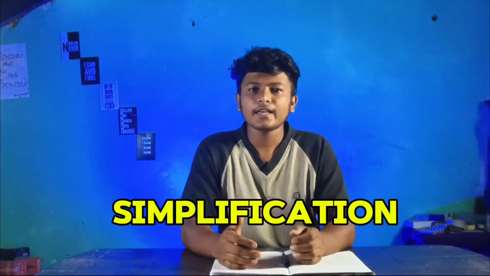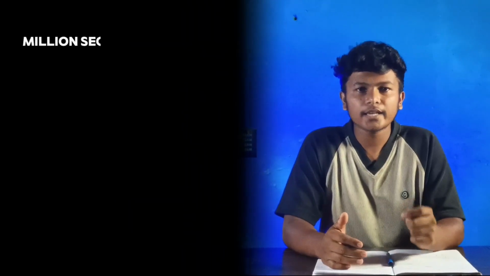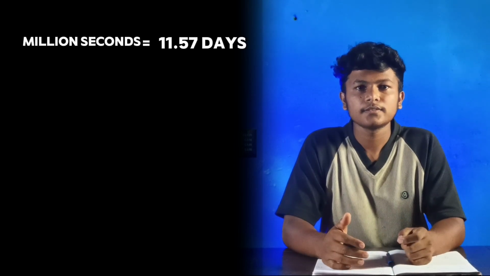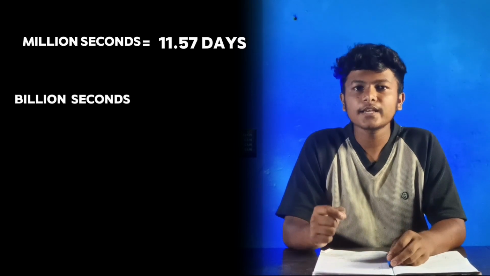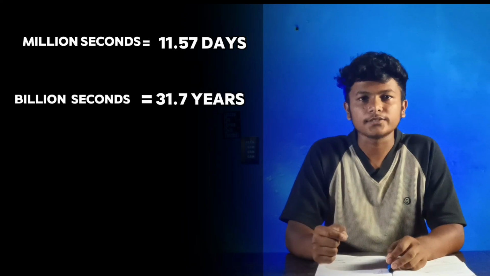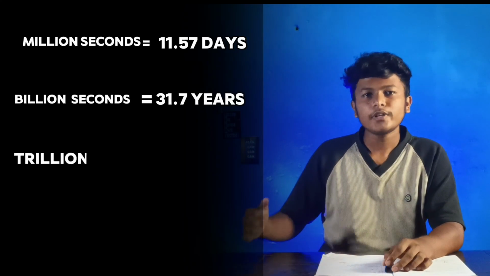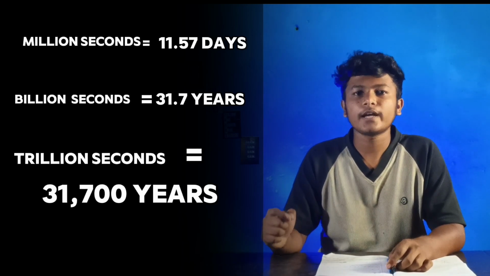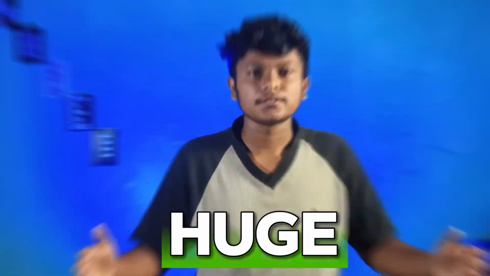For simplification, take as an example: a million seconds is equal to 11.57 days, and a billion seconds is 31.7 years. A trillion seconds is 31,700 years. Million, billion and trillion do not have a small difference, they have a huge difference.